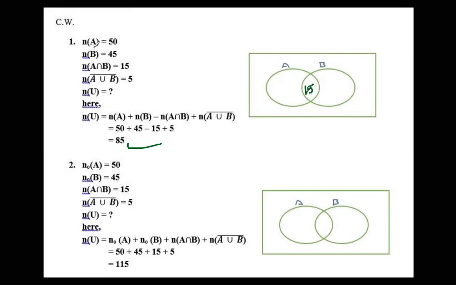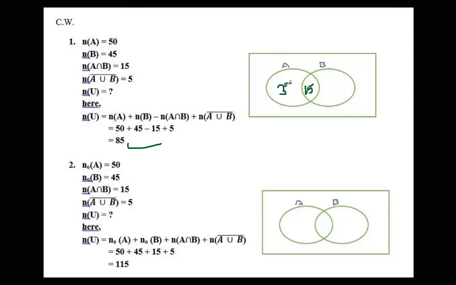Now what should we do? NA is 50, so this whole part is NA. So we need to do 50 minus the intersection. Directly, let us do it. See, 50 is there, 15 is there. Out of 50, how much have we already written? 15 we have already written. That means 50 minus 15, how much will it be? It is going to be 35.